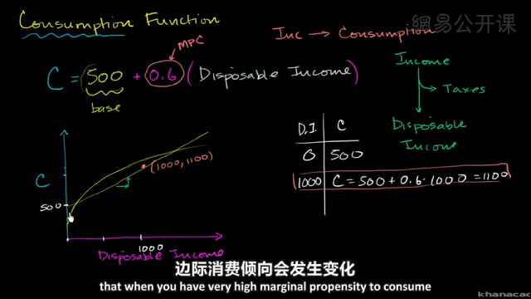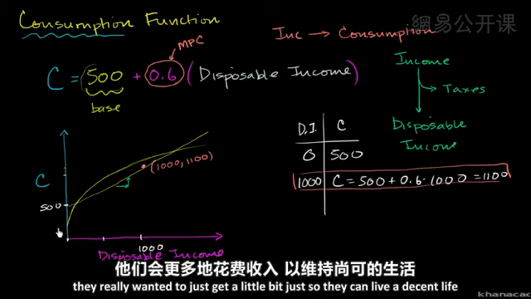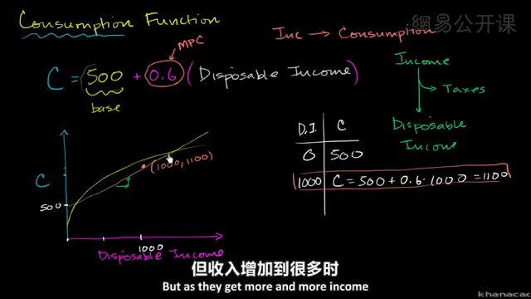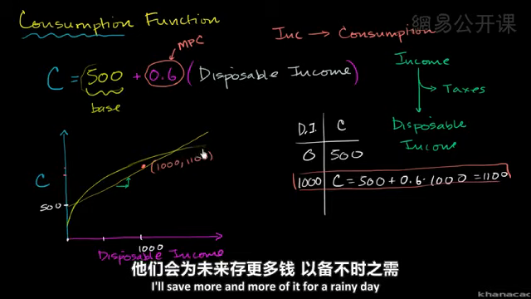That when you have a very high marginal propensity to consume, when people have very little because they have a very low standard of living, they really want to just get a little bit more just so they can live a decent life. But as they get more and more income, they say, hey, I've already kind of started to max out my standard of living. I'll save more and more of it for a rainy day.